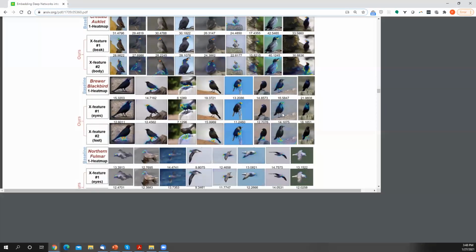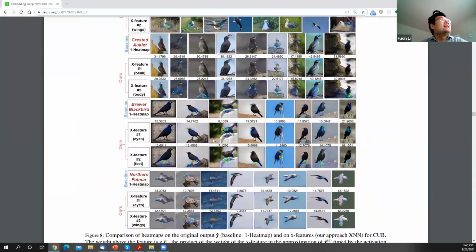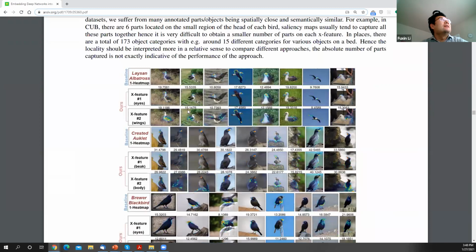Okay, so I can show you some visualizations of XNN. For example, this is a laysan albatross, and the first XNN feature ended up being the eyes, and the second XNN feature looks like it falls on the wings of many of these birds. So those are some examples.